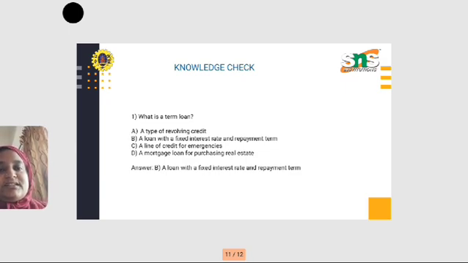So, a knowledge check: what is a term loan? A loan with a fixed interest rate and repayment term. So it is fixed repayment.